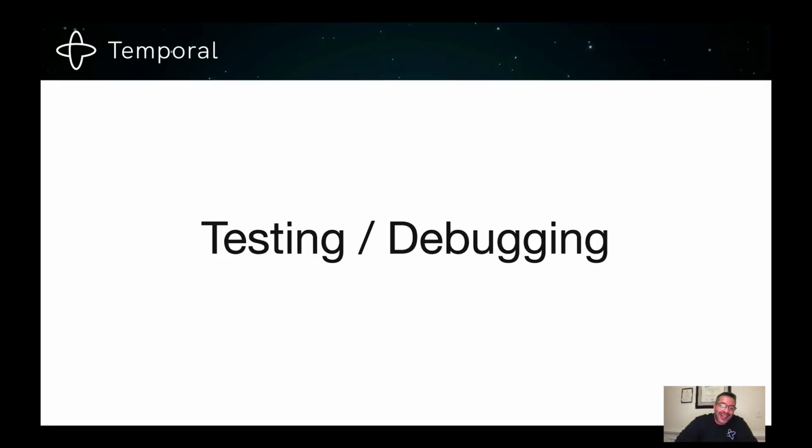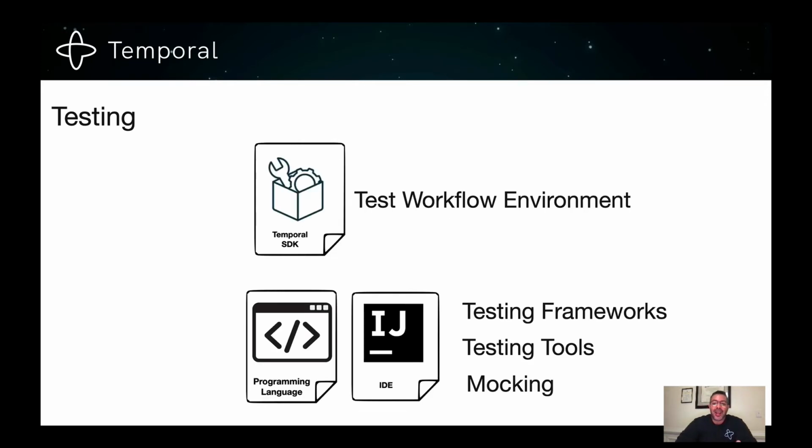The next phase, the development phase we want to look at, is testing and debugging. Since Temporal uses the programming language to define our workflows, we can use all the testing frameworks and tools that our programming language and our IDEs of choice provide. As we'll see later in the demo, you can also do things like mocking, where you can mock your activity functions during testing as well.